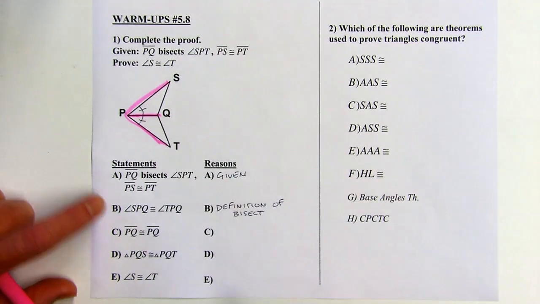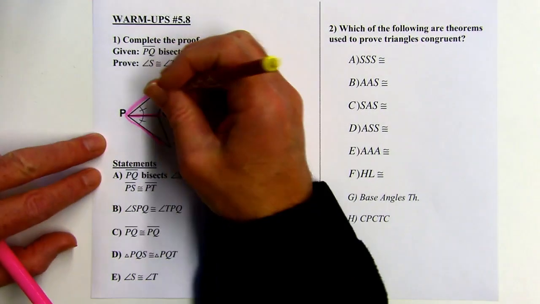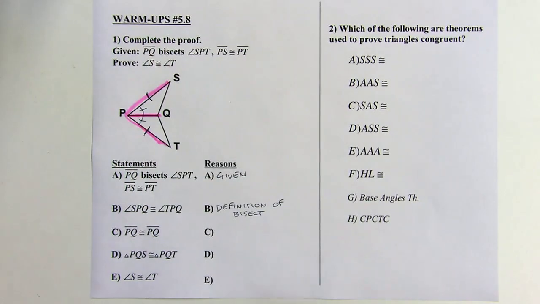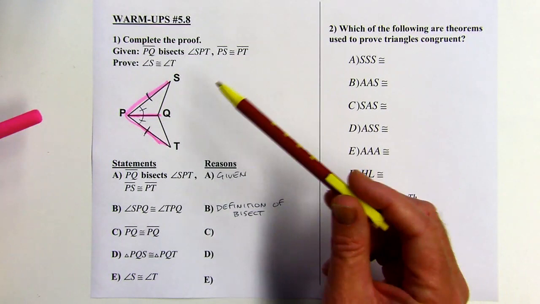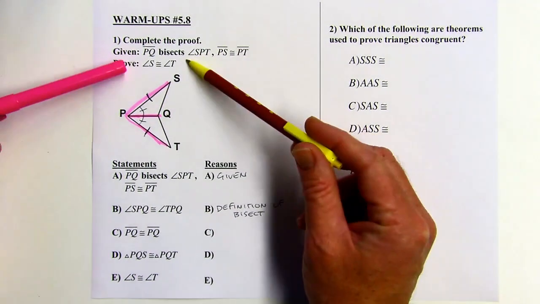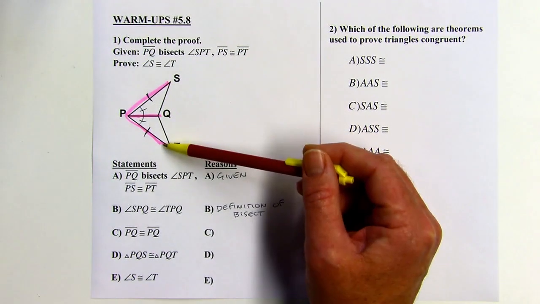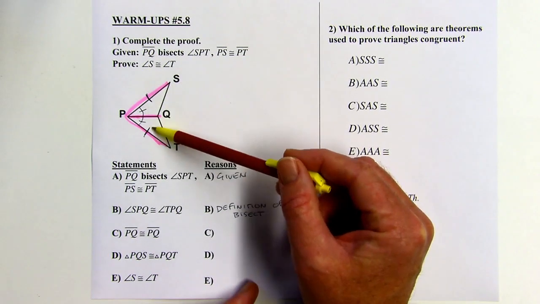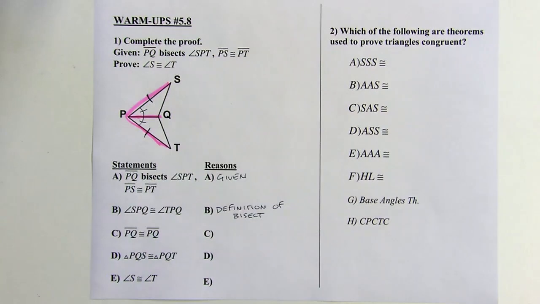Okay. Also, we've got some other given information that I want to put in the picture. It says PS is congruent to PT, so let's put that in there. Okay. And then I want to start kind of thinking through this. I processed the given information, but now I've got to see what I can do with this. So we're trying to prove that angle S and angle T are congruent to each other. So in order to do that, we're going to need to get the triangles congruent first. Once we have the triangles congruent, those will be congruent parts of those congruent triangles.